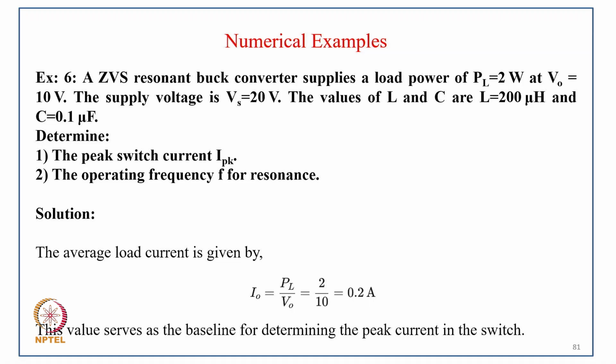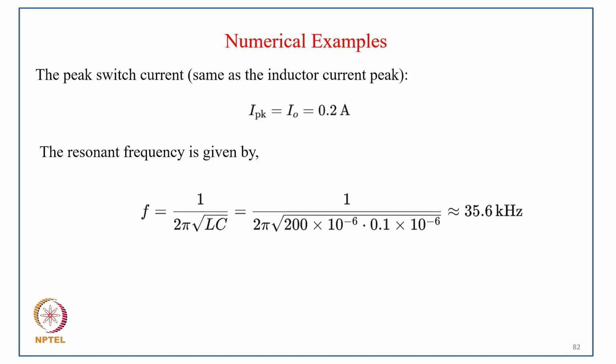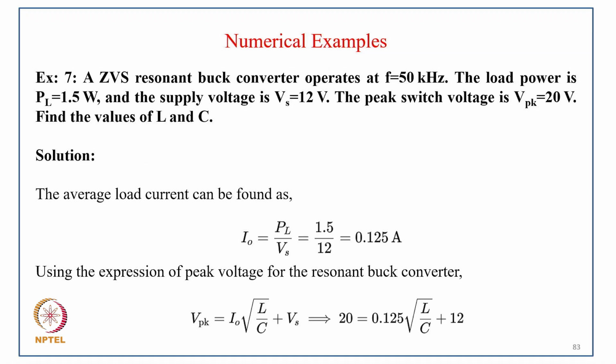So average load current is given by I0 equal to PL upon V0, that comes 0.2 ampere, and this value serves as a basic baseline for determining the peak current in the switch. So the peak switch current is the same as the inductor current, that is I peak equal to I0 equal to 0.2, and the resonant frequency is given by F equal to 1 upon 2 pi under root LC. Putting value, it comes 30.5 kilohertz.